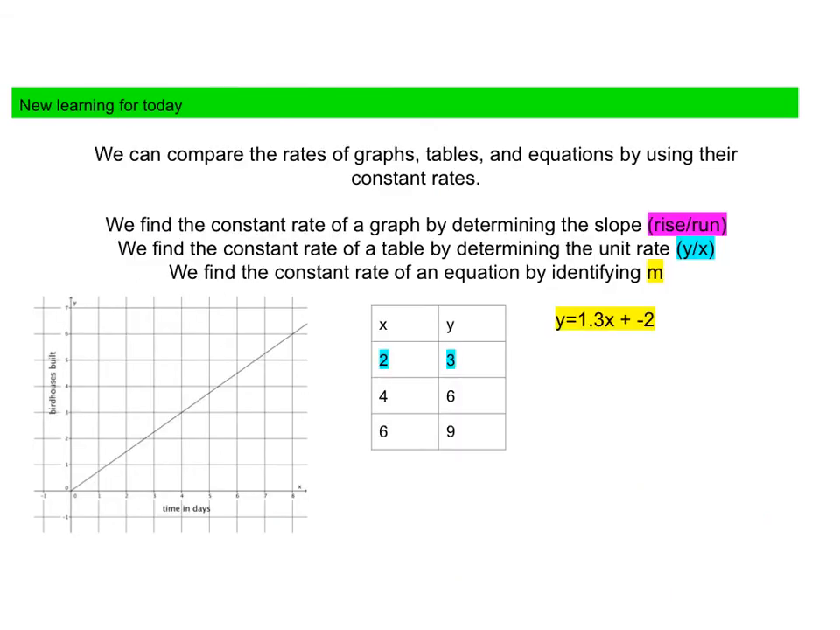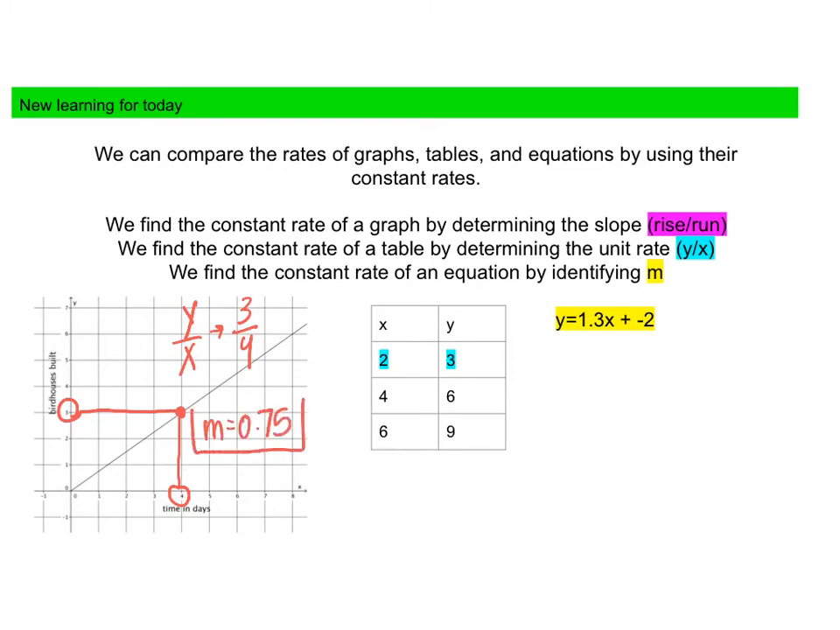All right, our new learning for today is honestly not that new. It's just kind of combining some things we've already learned. So we can compare the rates of graphs, tables, and equations by using their constant rate. So from a graph, we find the constant rate by either finding the rise over the run, or we can just find a point on our graph and do our y divided by our x. So in this case, it would be 3 divided by 4. So 3 divided by 4 in this case is 0.75.